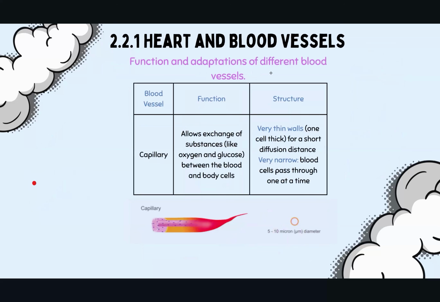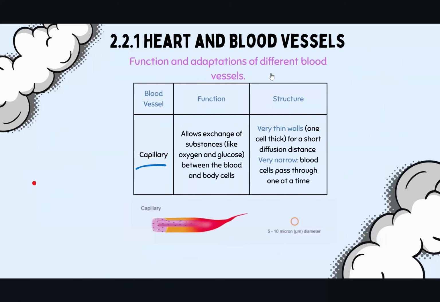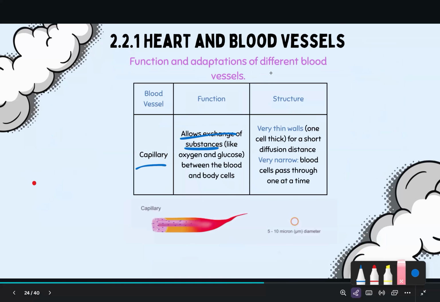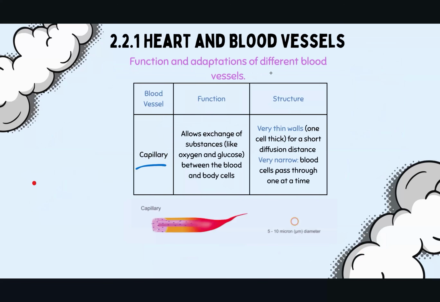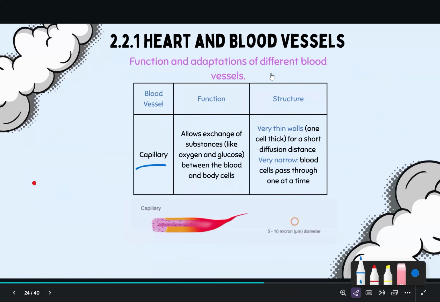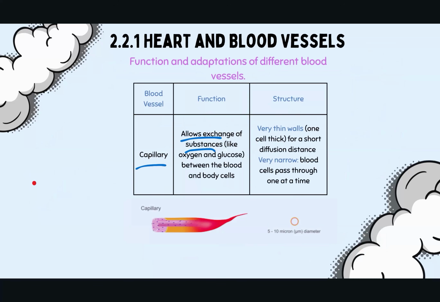Now the capillaries. The capillaries allow the exchange of substances, for example, like oxygen and glucose, between the blood and the body cells.